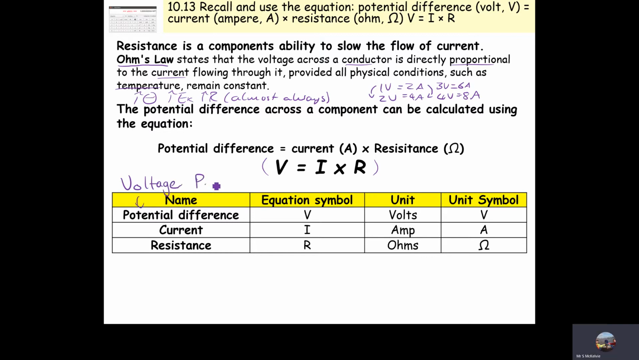It can also be written as PD or PD. Potential difference, the symbol for that is V. The units are volts with the unit symbol of V.